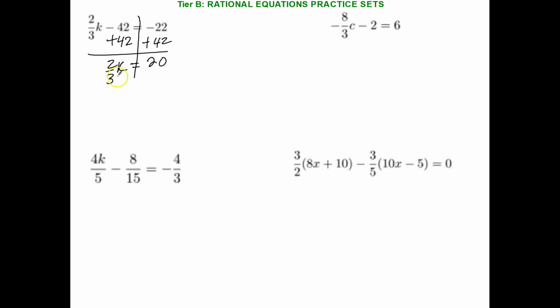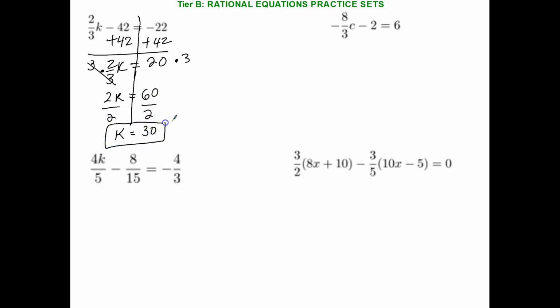All right, so how do I get k alone? Well, this is 2/3 times k. I could divide everything by 2/3, but we broke it down for you all. So we just start off multiplying both sides by 3 to get the 3 out of the denominator. So we get 2k is equal to 60. And now we can divide by 2 on both sides, and k is equal to 30.